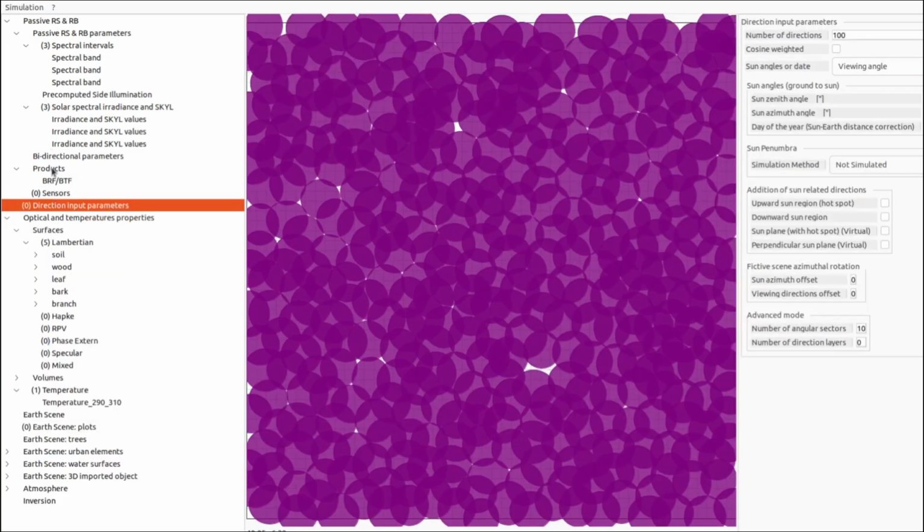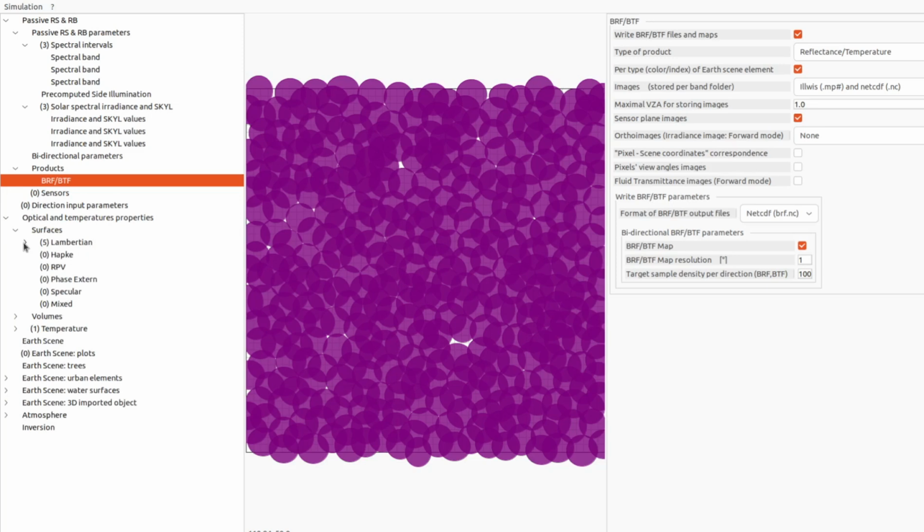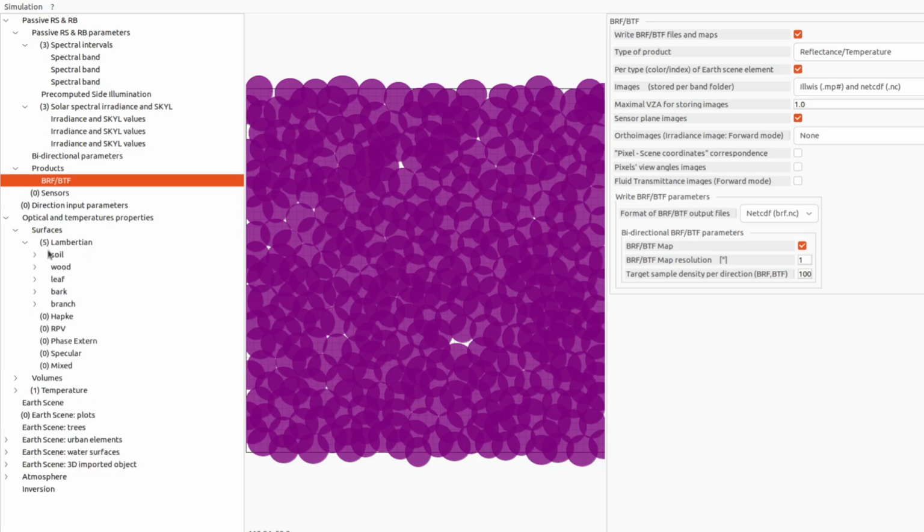We made sure that the sun was aligned with the nadir view of the sensor to avoid any under-evaluation of the reflectance due to shadows. We defined 5 Lambertian surfaces used to simulate the properties of the trunk, the leaves, the branches, and the bark of the tree, as well as the soil.